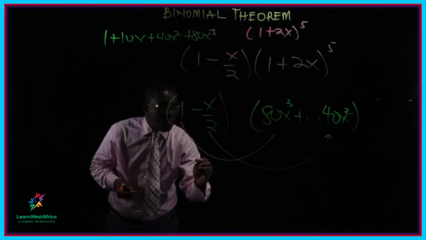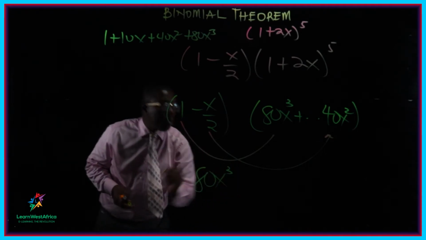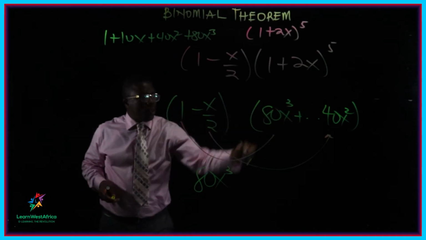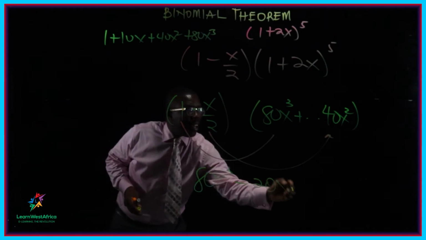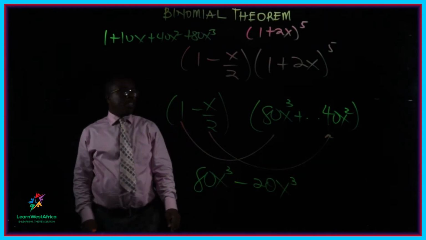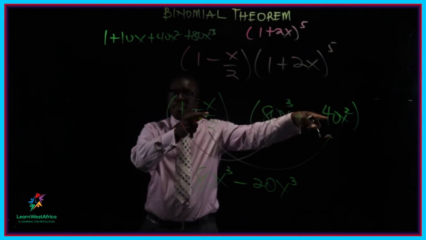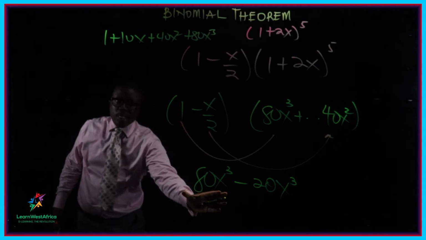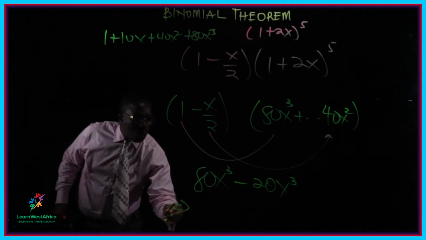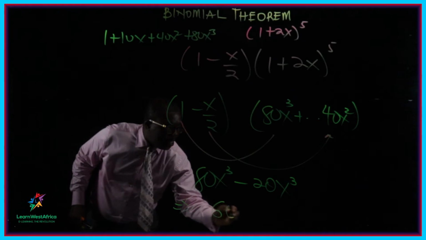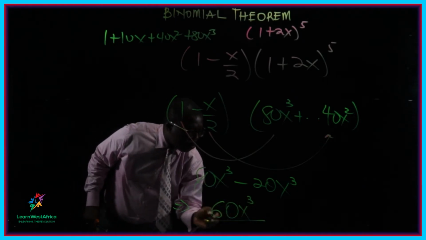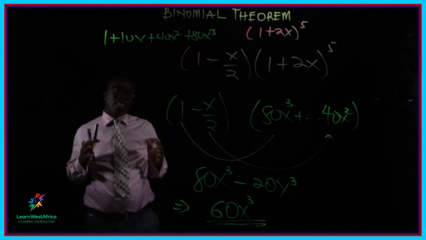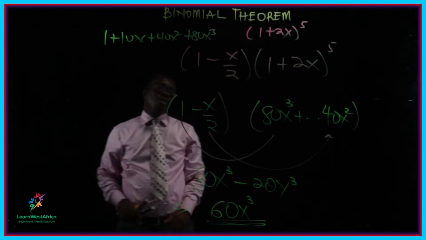1 times 80x cubed is going to give us 80x cubed. Then minus x times that. The 2 will cancel that to give you 20, will give you minus 20x cubed. Hope you can see that. The 2 will divide the 40 to give you 20. Then x times x squared will give you x cubed. So 80x cubed minus 20x cubed is going to produce 60x cubed. I guess we are right. Yes. So the result of the product between this and that is going to give you that.